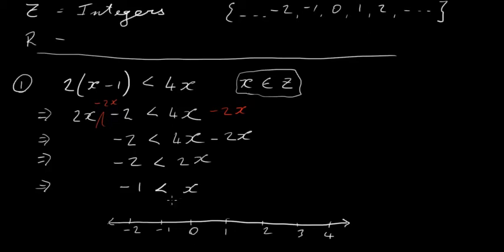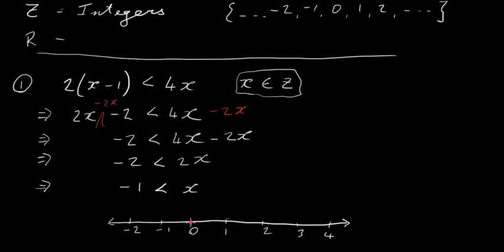Now we want to plot all the solutions of this inequality here. So what do we do? Well, we know that x has to be greater than minus 1. Well, there's minus 1 there. X has to be an integer. Minus 1 is an integer. That's fine, but it has to be greater. What's the next integer bigger than minus 1? Well, the next integer bigger than minus 1 is 0.